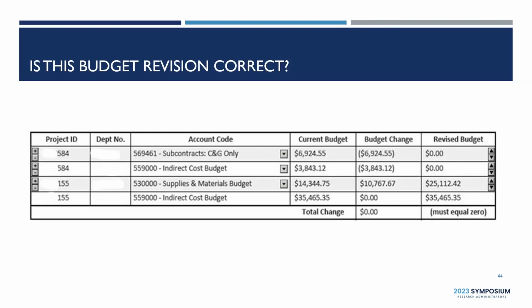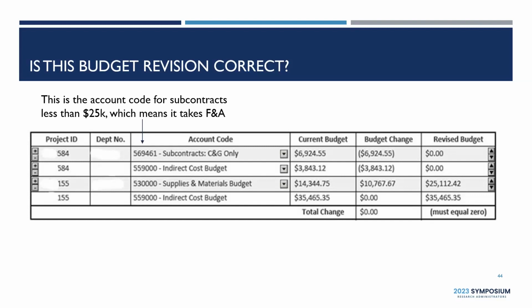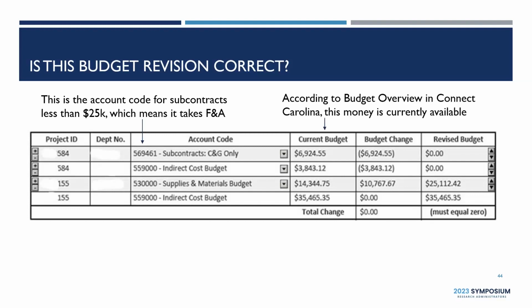We know this is tricky because we don't have memorized all the account codes that take F&A or not, but given your best guess, looking at this, do we think that this budget revision is correct? We'll give you a couple little hints, like this account code is for subcontracts less than 25K, which means it does take F&A. And then in Connect Carolina, this money is available. And then it does net to 0 on the bottom of the form.